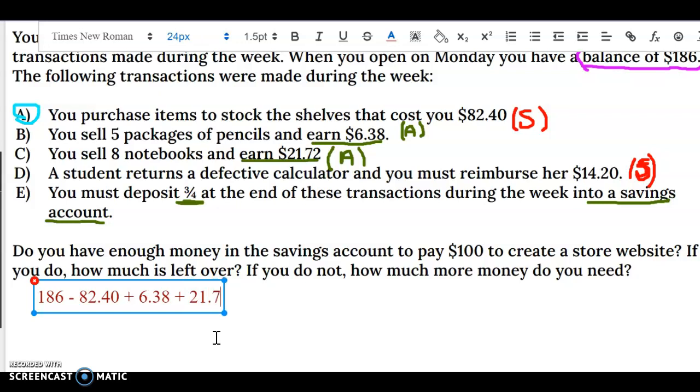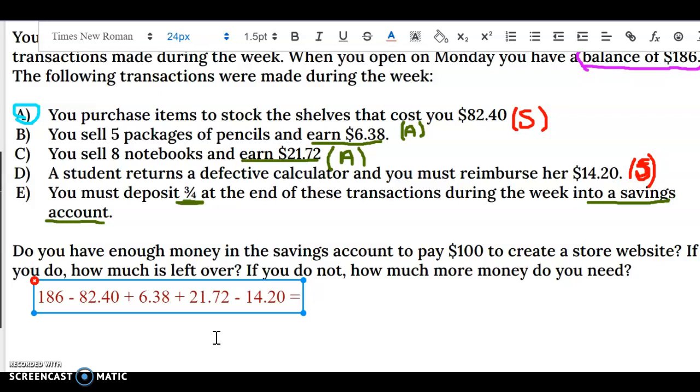I'm earning the $21.72. So I'm going to go ahead and put that in. And then it says I have to reimburse a student for that defective calculator. So I'm going to subtract $14.20. Once I get that total amount, so I'm going to put my equal sign, I will then be able to take 3/4 of that total.